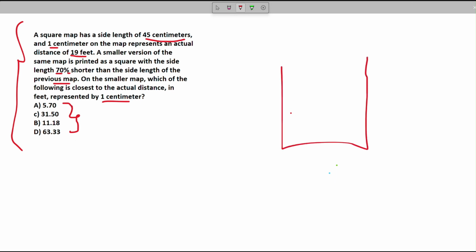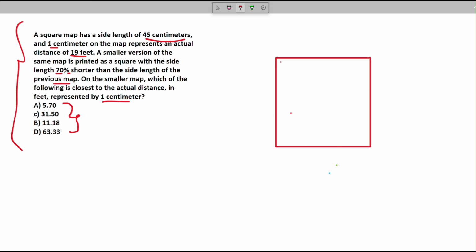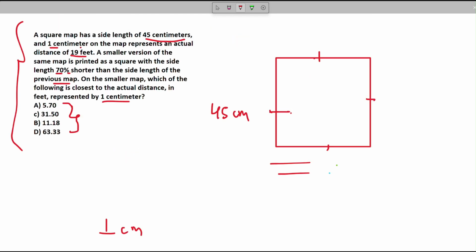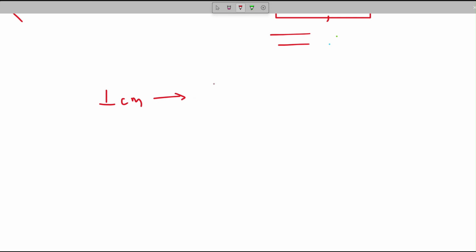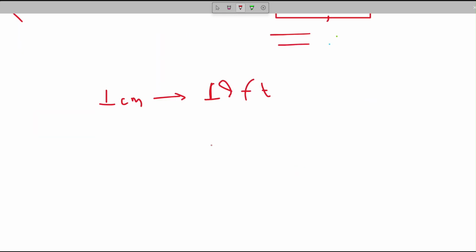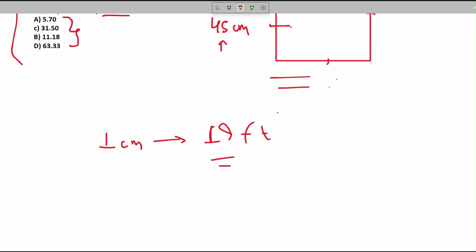So what the question is saying here is we are provided a square map with side length 45 centimeters, and on this map 1 centimeter covers 19 feet. Then we are provided a second map, a smaller version of the map, printed with side length 70% lesser than 45 centimeters. And what feet will that map cover?